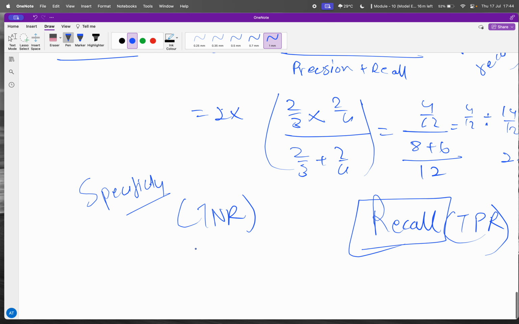Okay, so specificity is nothing but the true negative rate, and how can you calculate this true negative rate? I'll tell the formula, then I'll teach what it actually means. True negative upon true negative plus false positive.